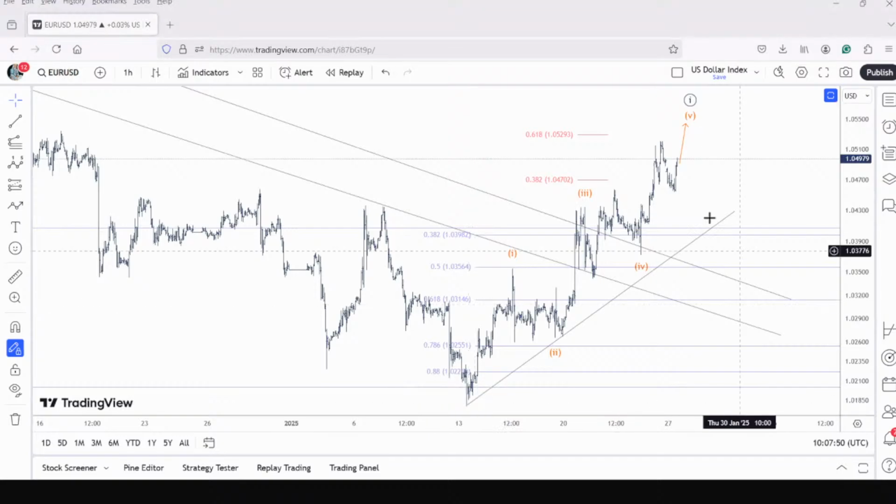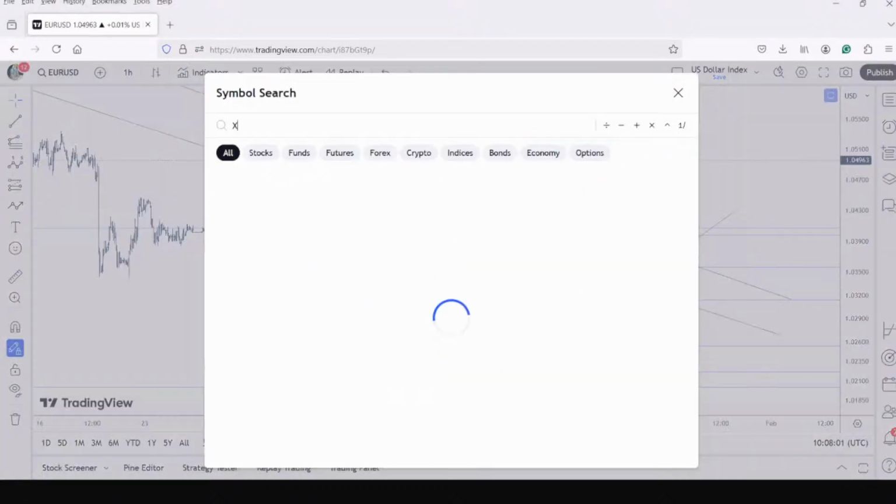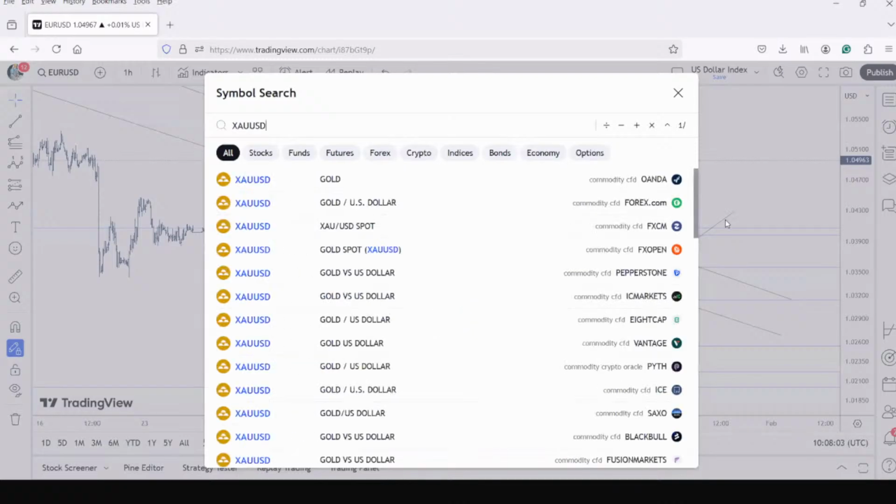We have to find some short-term resistance soon around the 550 zone. So let's be prepared for that. All right. So the next is, okay, let's pick up gold, and then we'll come back to the dollar index.